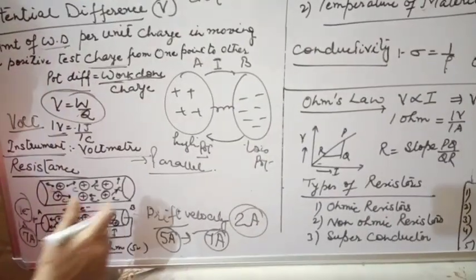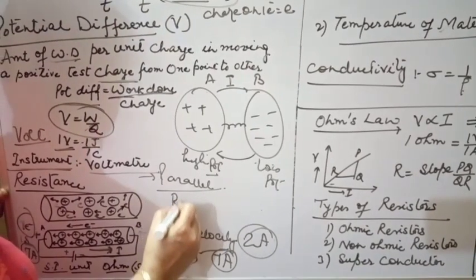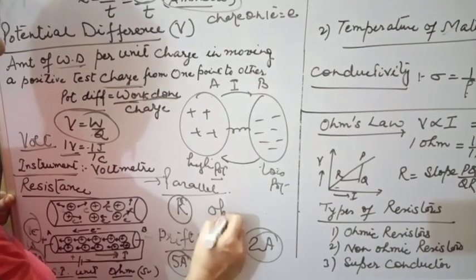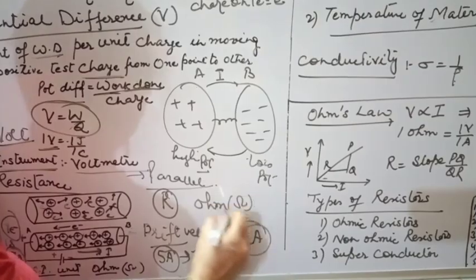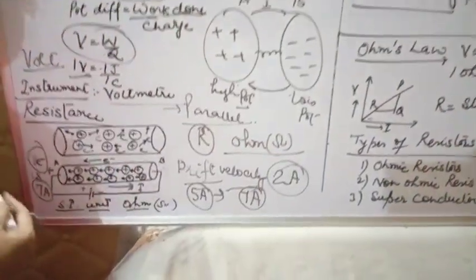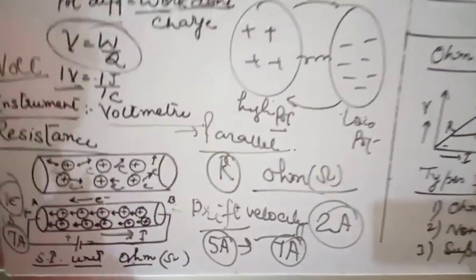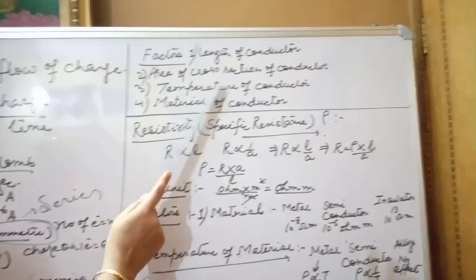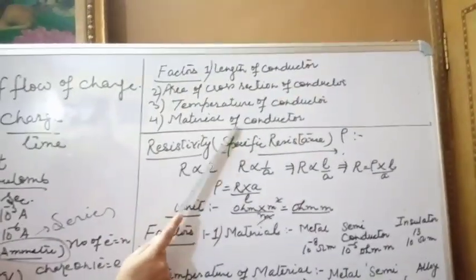So the resistance symbol is R, and its unit is ohm. The symbol is omega. I have written here the unit, ohm. Now it depends upon 4 factors. First, length of the conductor. Second, area of cross section of the conductor. Third, temperature of the conductor. Fourth, material of the conductor.